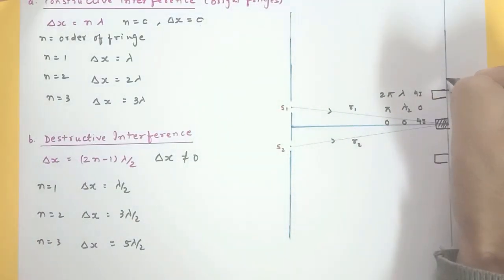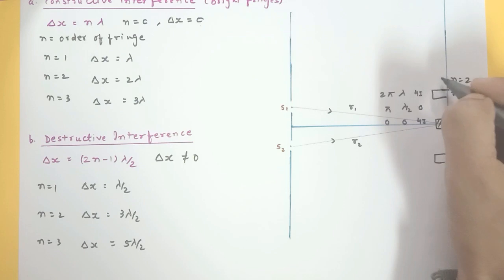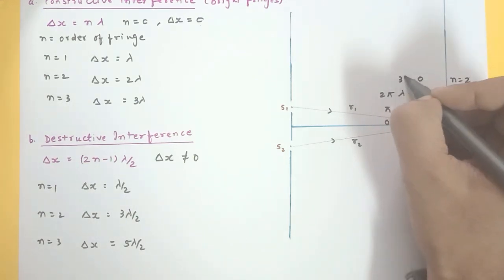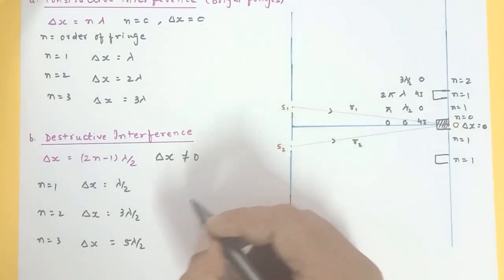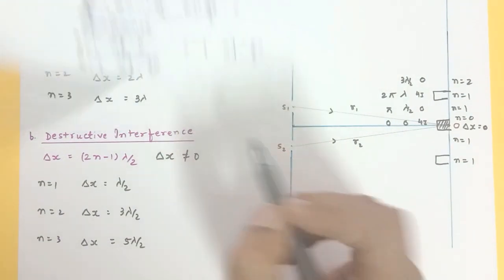Then again you will get the second dark fringe, again the second dark fringe over here. I am not drawing that because that's a dark portion. The intensity would be 0, then the path difference would be 3 lambda by 2, then the phase difference would be equal to 3 pi, right?